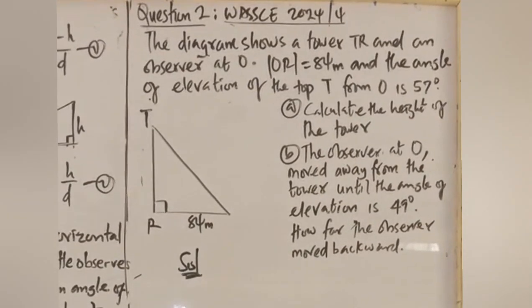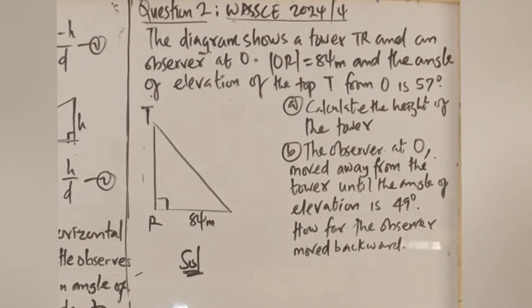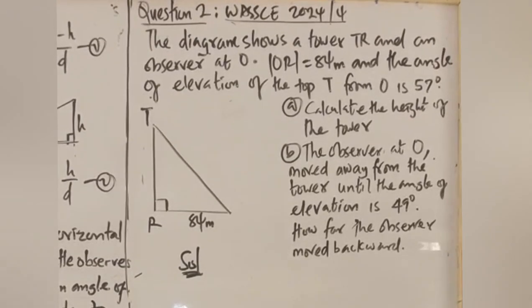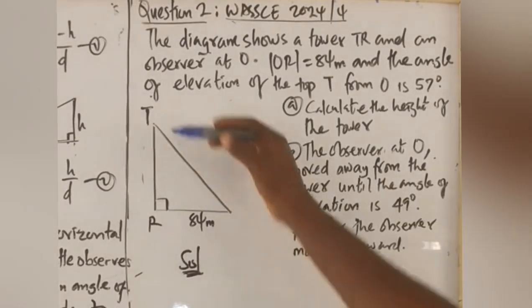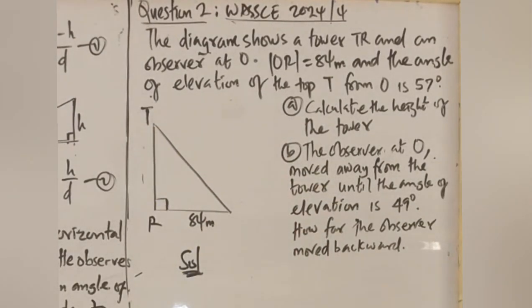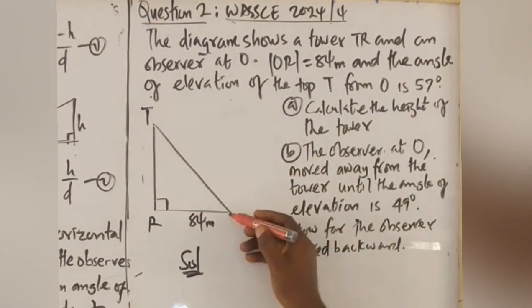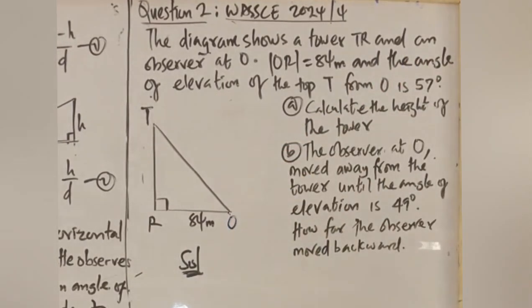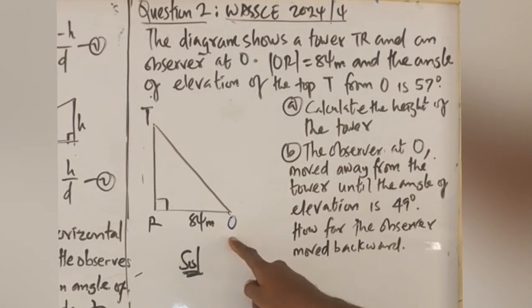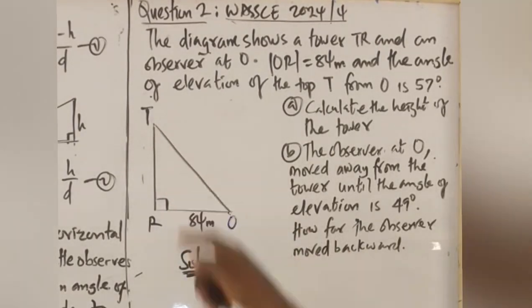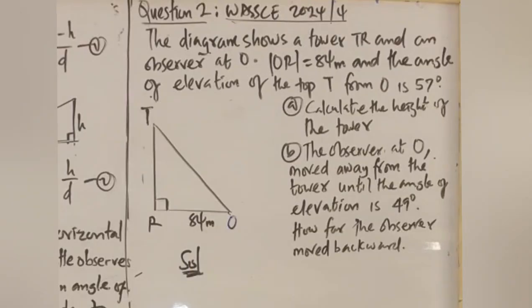For this question, reference to WAEC 2024 number 4. The diagram shows a tower TR. So here we have a tower TR from this point to this point, and an observer at O. OR is 84, and the angle of elevation of the top T from O is 57.